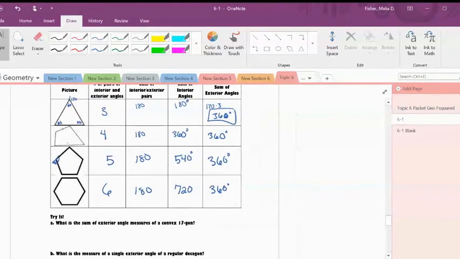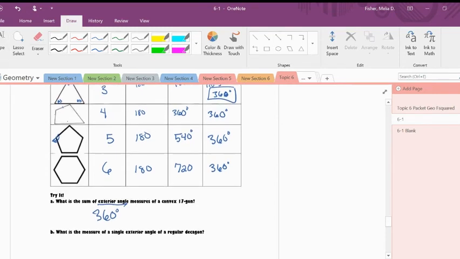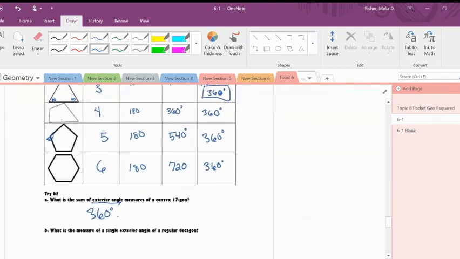So what is the sum of the exterior angle measures of a convex 17-gon? Hopefully you see a pattern where we know that the sum of the 17-gon will be 360 degrees, always, no matter how many sides. It doesn't matter how many sides.